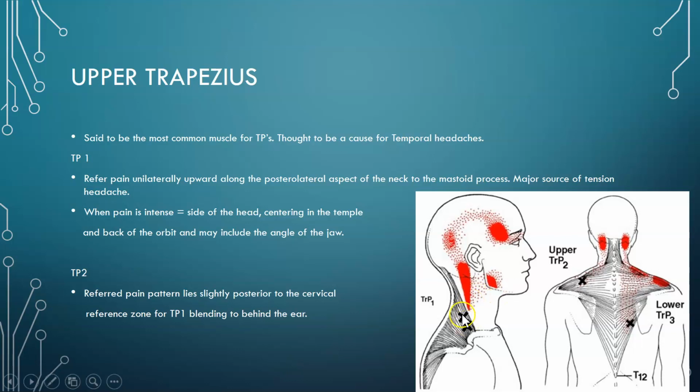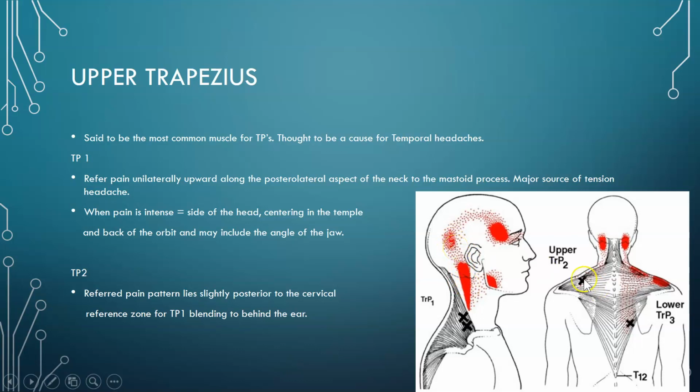So trigger point 1 that we see here, a couple of areas we can find it. They refer pain unilaterally upward along the posterolateral aspect of the neck to the mastoid process. It's a major source of tension headache. If the pain is extremely intense, it can enter into the side of the head, centering into the temple area here, sometimes to the back of the orbit, and may include the angle of the jaw. So that's if it's a very intense trigger point. But commonly it just comes up here to the mastoid process.